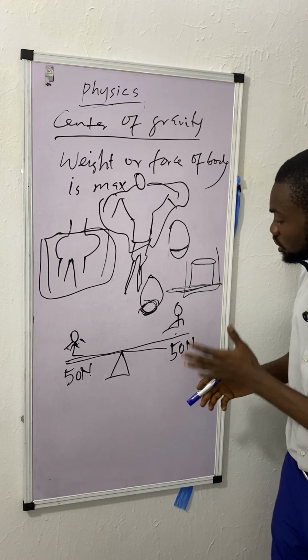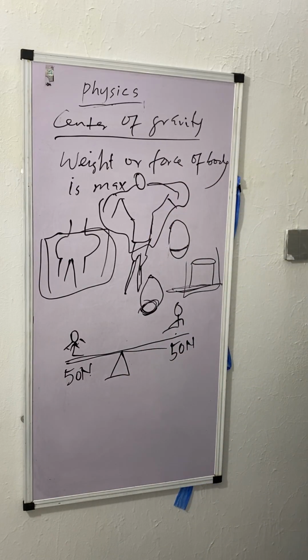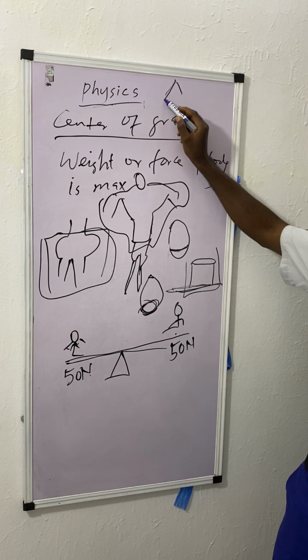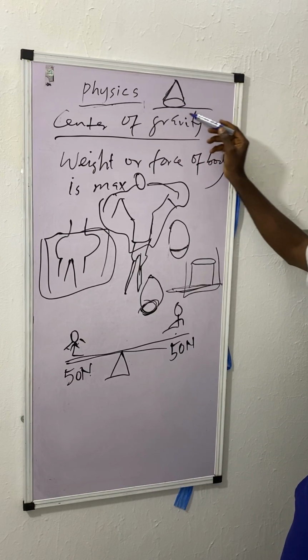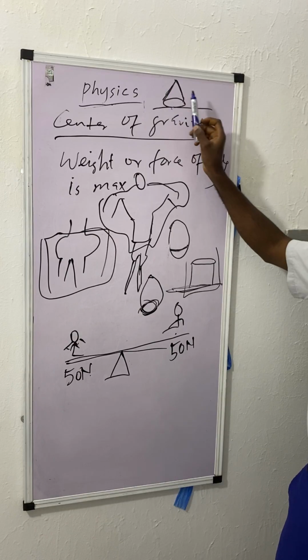So the force of the body, or the weight of the body, is going to act on that part that is making it unstable. Or for example, I stand a cone. This is a cone. Like this, I stand it on this part. What are you going to notice? Because the equilibrium is unstable, it's going to fall to the left and to the right. It's not going to balance.